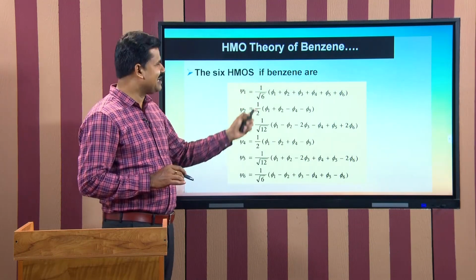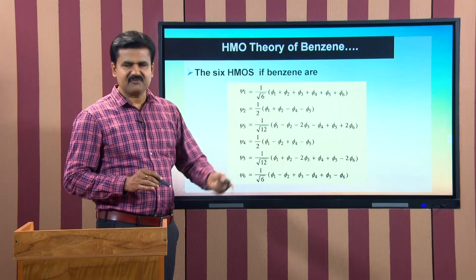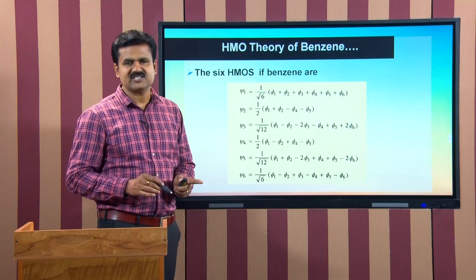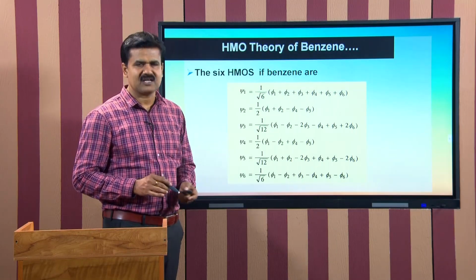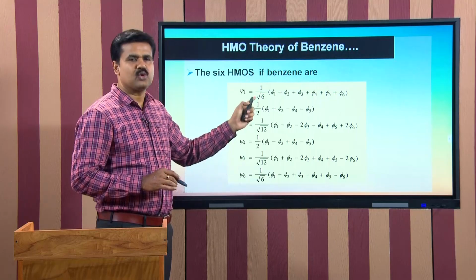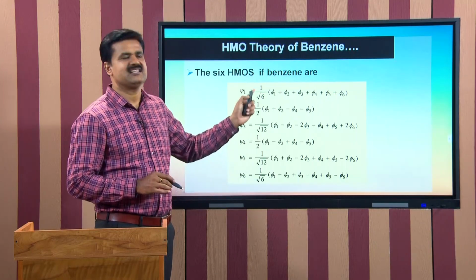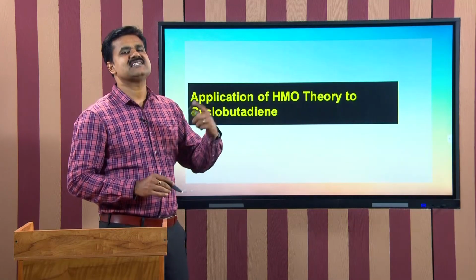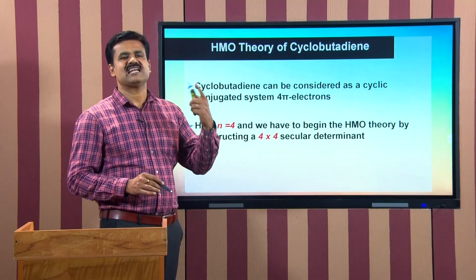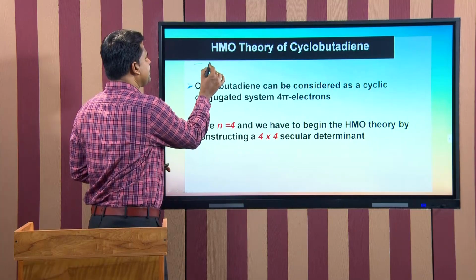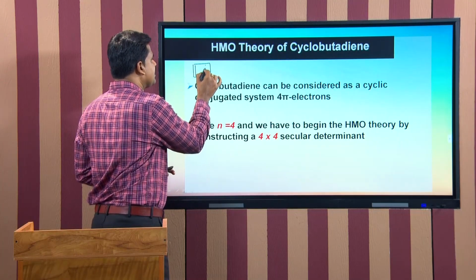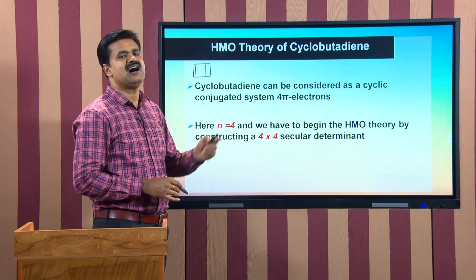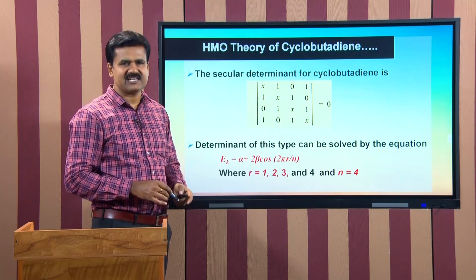Now, these are 6 HMO wave functions for benzene, and this is based on linear combination principles and the principle of the secular determinant. We are evaluating the coefficients of linear combination, and the wave functions of benzene are like this. Now, we are applying this HMO theory to cyclobutadiene, which is another cyclic system. This molecule is called cyclobutadiene. Here we can see the presence of 2 pi bonds and 4 pi electrons. Hence, we have to solve a 4x4 secular determinant.